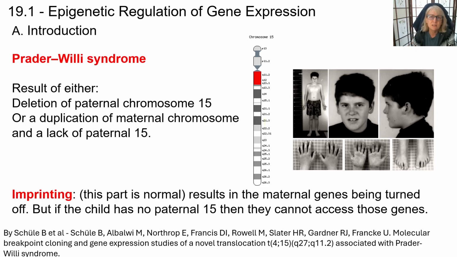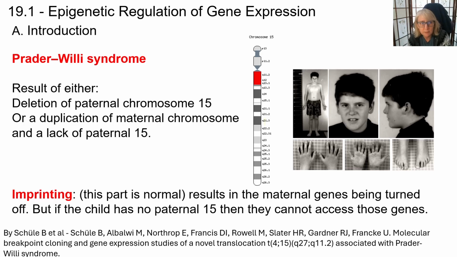Prader-Willi is sort of the classic go-to in epigenetic controls that are acting in an unexpected way. Prader-Willi results from either the deletion of the paternal chromosome 15, so the child doesn't get the chromosome 15 at all from its father, or the mother has two chromosomes that are 15. You inherit two of your mom's 15s and don't express your dad's.